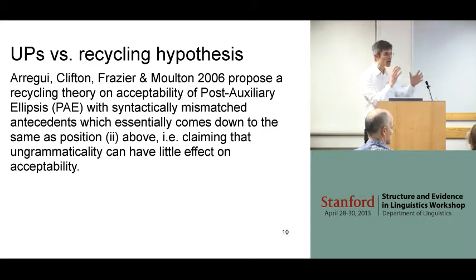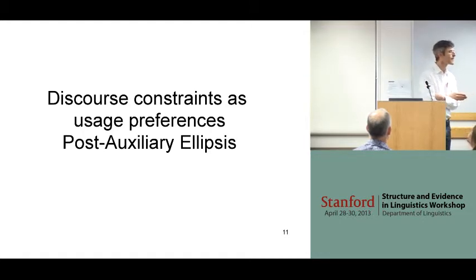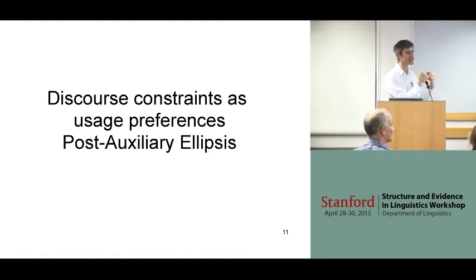Okay, so that was the introduction. Now I'm going to talk a little bit about discourse constraints as usage preferences for what I call, following Ivan, post-auxiliary ellipsis rather than verb phrase ellipsis. That was a name that you proposed in your dissertation, and which I actually coined again myself, probably because I remembered having read it in your dissertation and forgot subsequently. But then, thankfully, I noticed that it was in the dissertation before claiming that I'd invented it a second time.